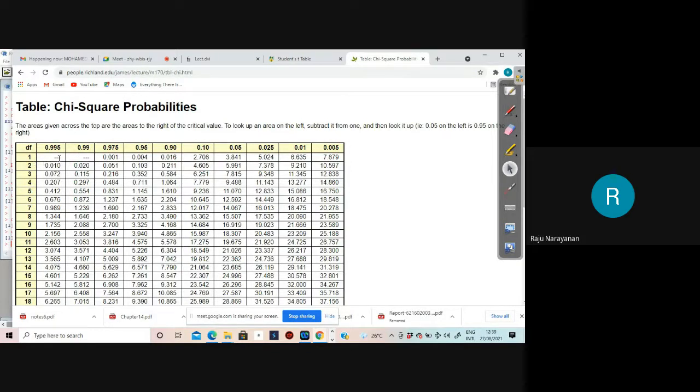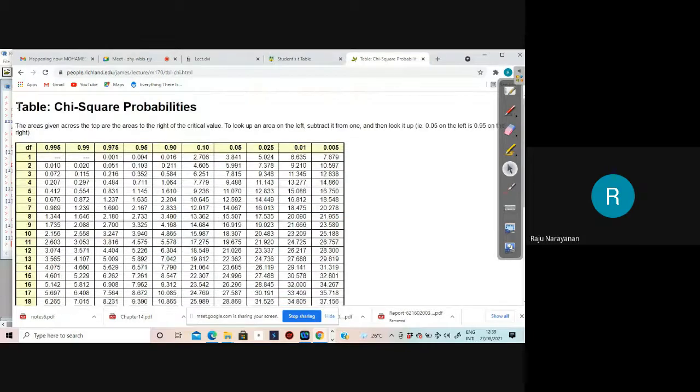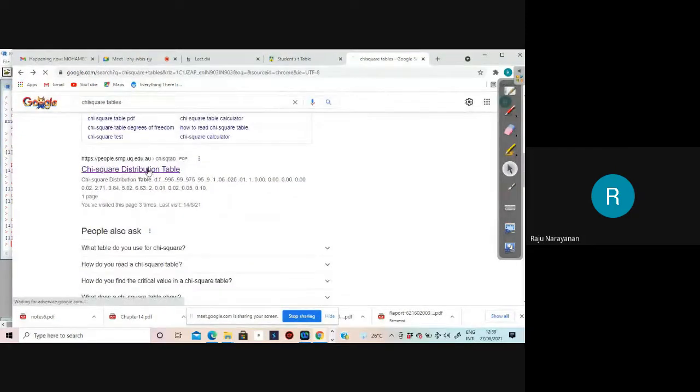Okay, for 1 degree of freedom, this probability is given. The areas given across the top are the areas to the right of the critical value, up to 100 degrees of freedom. But here there are gaps. You can use some interpolation formula, or you can take the average of these values.